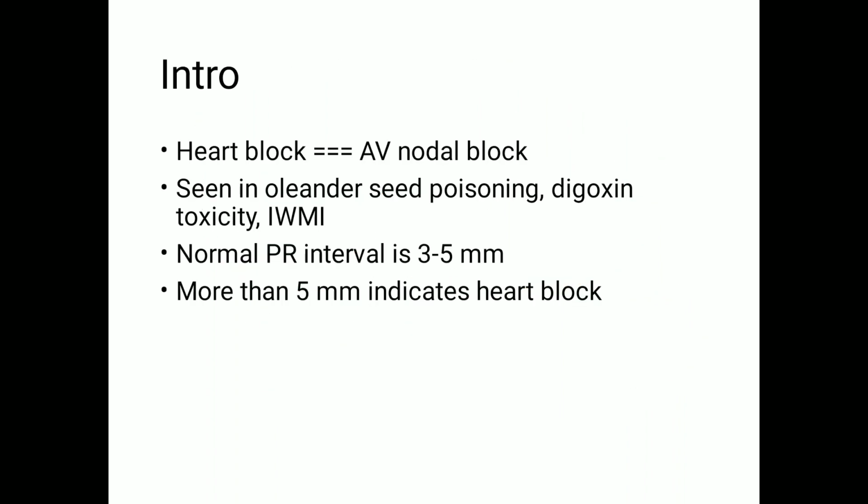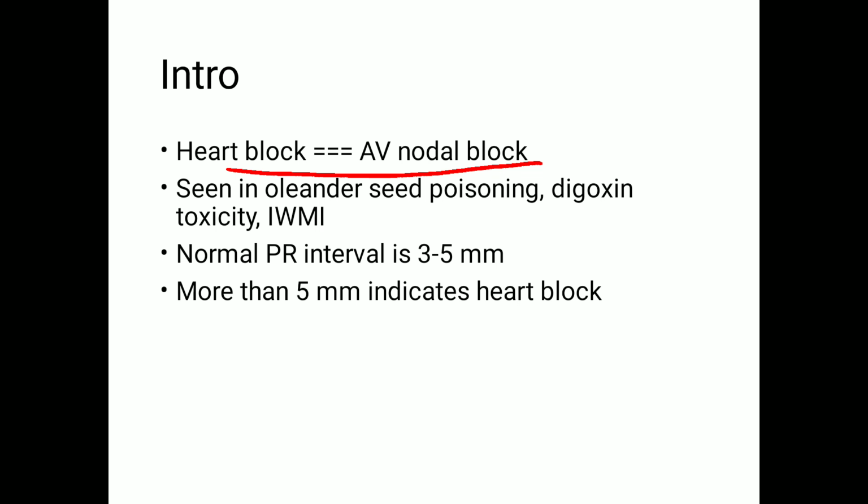Heart block, as we have said before, is equal to AV nodal block because the block occurs only in the AV node. It is seen in oleander seed poisoning, because oleander seed poisoning is the most common poison in our part of the country, and this can block the AV node. It is also seen in digoxin toxicity and inferior MI, because in inferior MI the AV node is supplied by the right coronary artery, hence inferior MI most commonly produces AV nodal block.